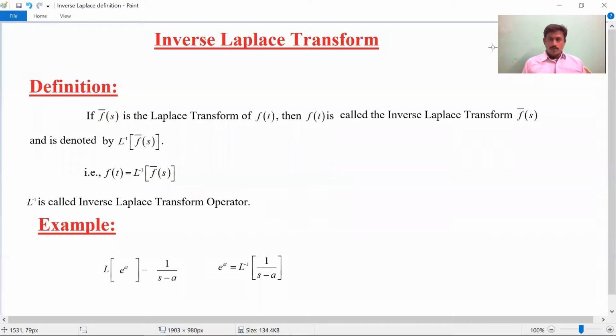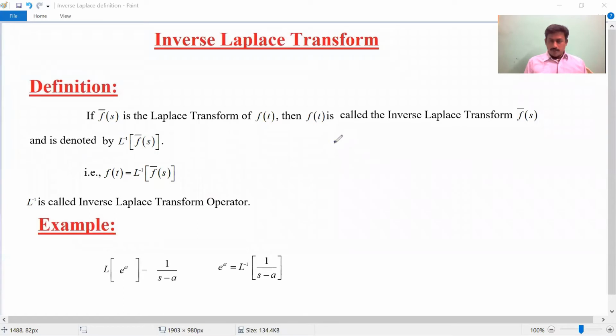In this video, we are going to see the inverse Laplace transform definition and some standard inverse Laplace transforms. Definition: if f bar of s is the Laplace transform of f of t, then f of t is called the inverse Laplace transform of f bar of s, and it is denoted by L inverse of f bar of s. That is, f of t equal to L inverse of f bar of s. Here, L inverse is called the inverse Laplace transform operator.